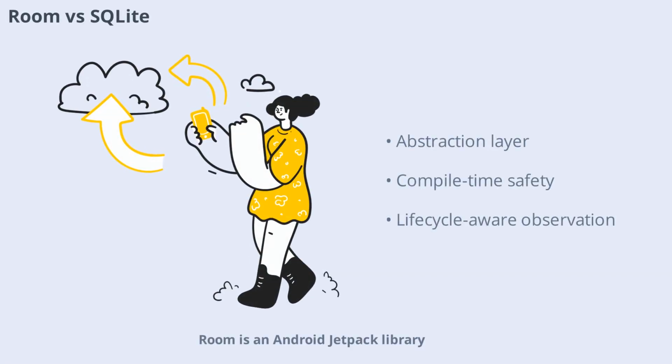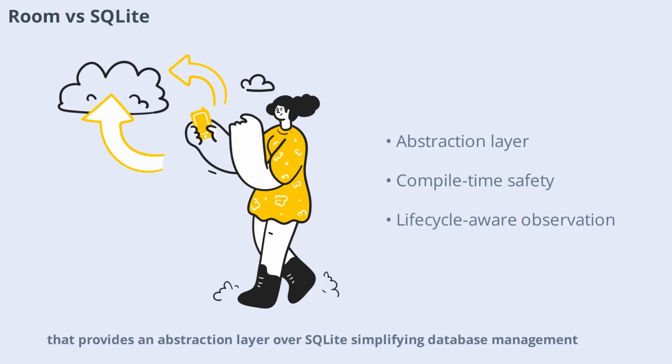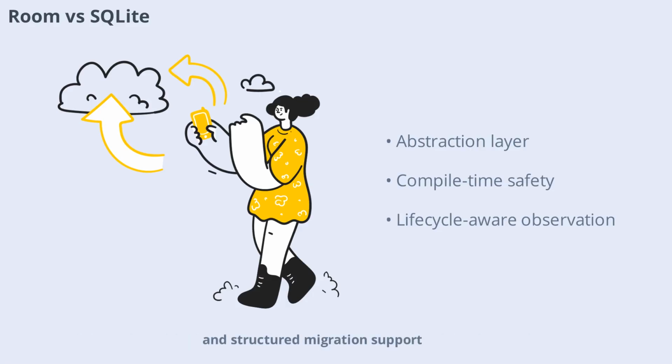Room is an Android Jetpack library that provides an abstraction layer over SQLite, simplifying database management. Unlike SQLite, which requires manual SQL queries and connection handling, Room uses annotations and generates SQL code automatically. Room offers compile-time verification of queries, integration with LiveData and Flow for lifecycle-aware data observation, and structured migration support. The DAO pattern in Room streamlines data access, making code more readable and maintainable. Room is ideal for efficient, safe, and modern database operations in Android apps.